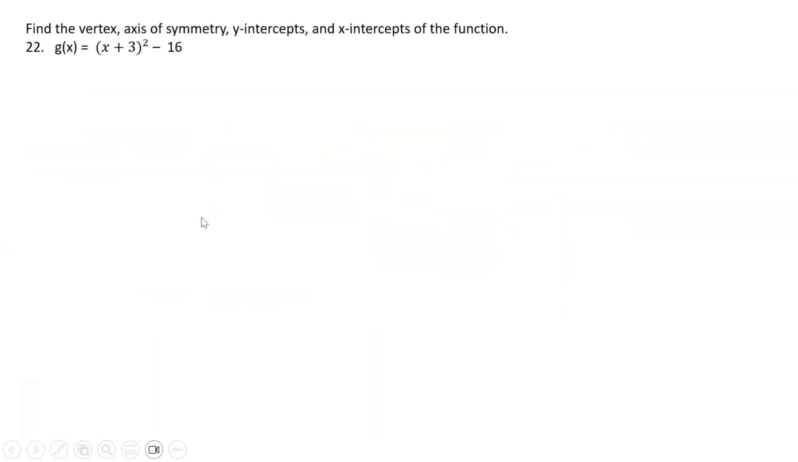Now, let's find the same thing, guys, but now it's in a different form. Here, my vertex is (h, k). My axis of symmetry is x equals h.